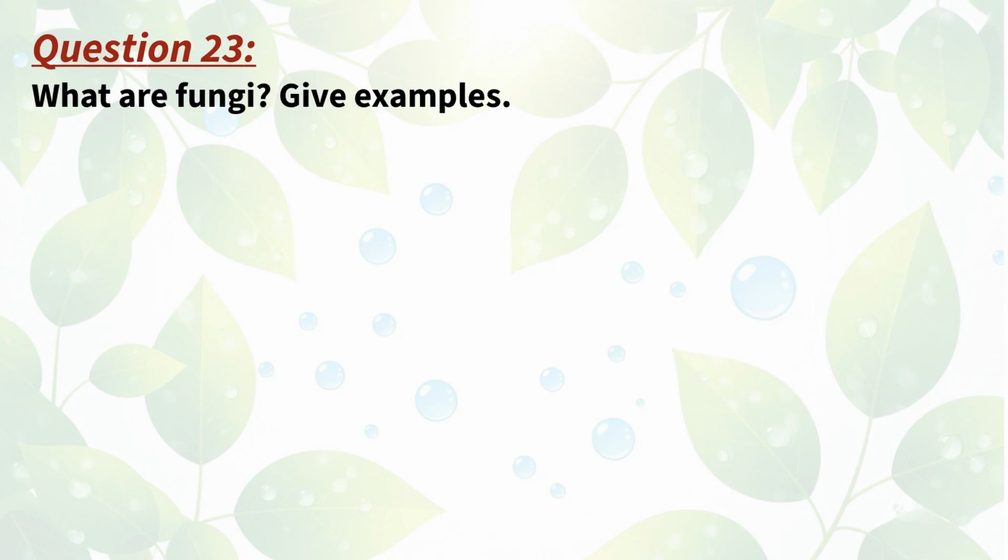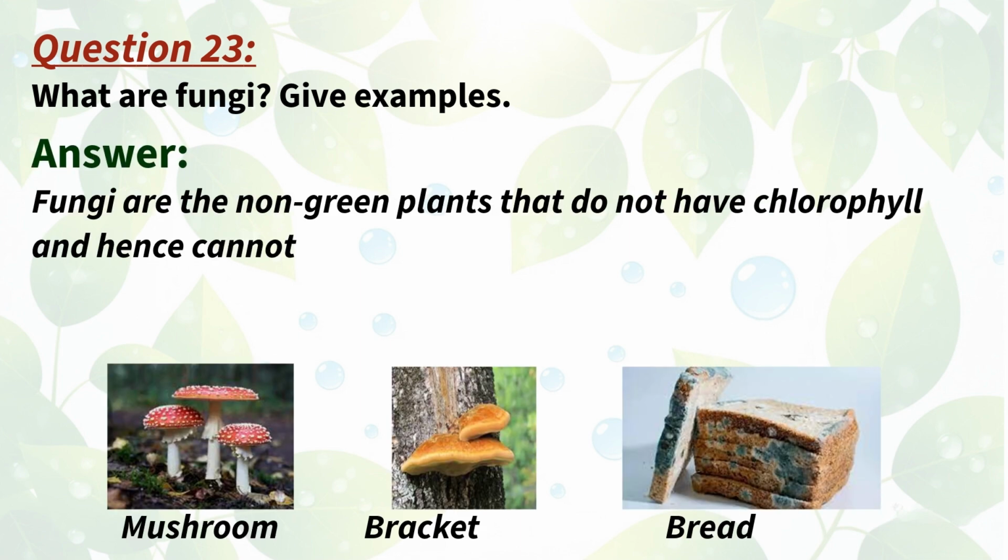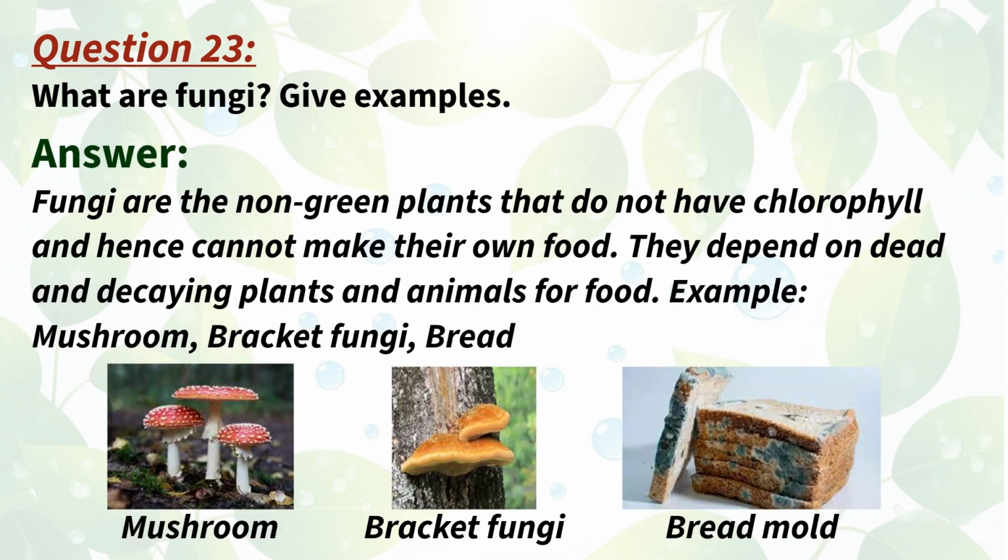Question 23. What are fungi? Give examples. Answer. Fungi are the non-green plants that do not have chlorophyll and hence cannot make their own food. They depend on dead and decaying plants and animals for food. Example: mushroom, bracket fungi, bread mold.